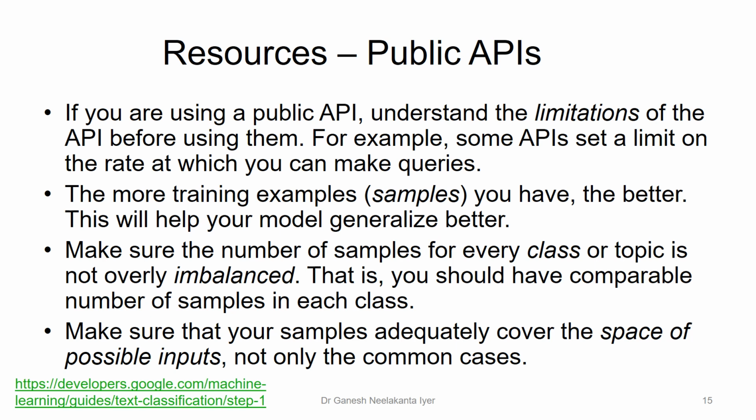The more training examples, called samples, you have, the better. So use the APIs to get more data. Make sure the number of samples for every class or topic is not overly imbalanced. For example, if you are doing phishing detection, you may want samples of both phishing sites and non-phishing sites in similar number, if not equal. They should not be too imbalanced. Then make sure that your samples adequately cover the space of possible inputs, not only the common cases.